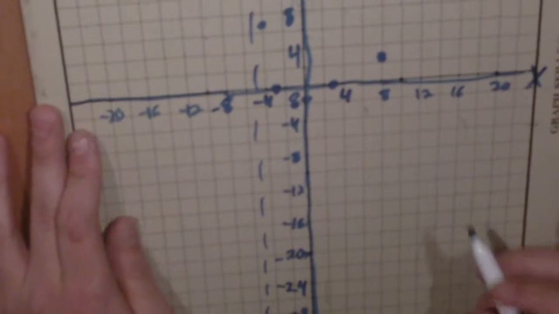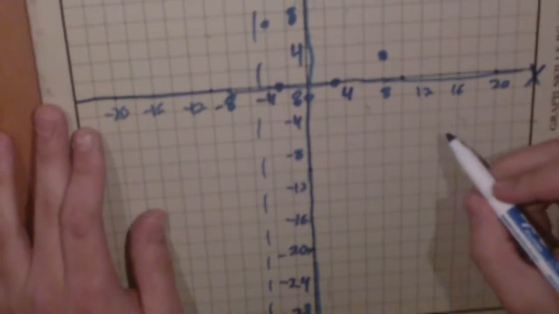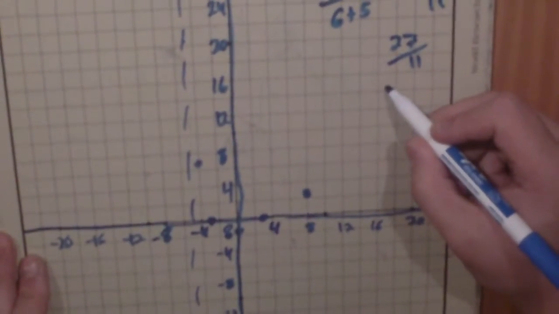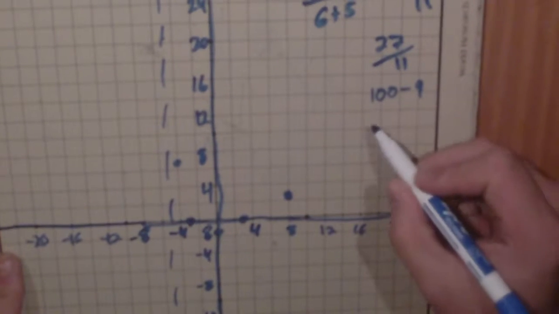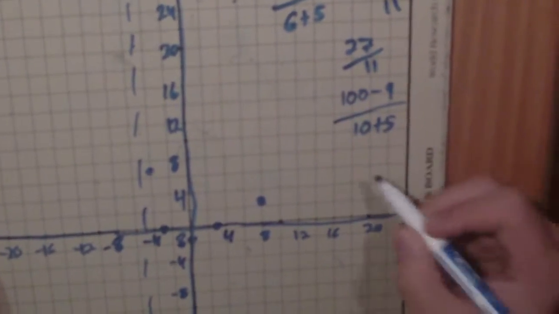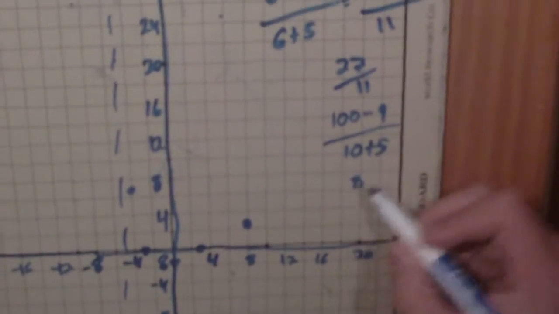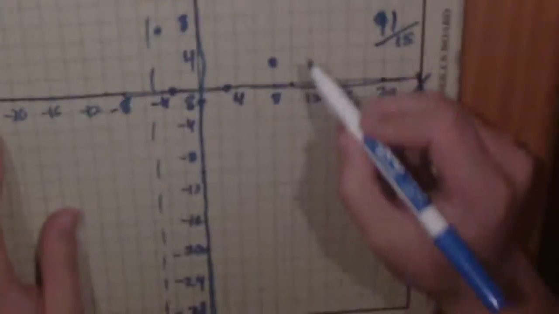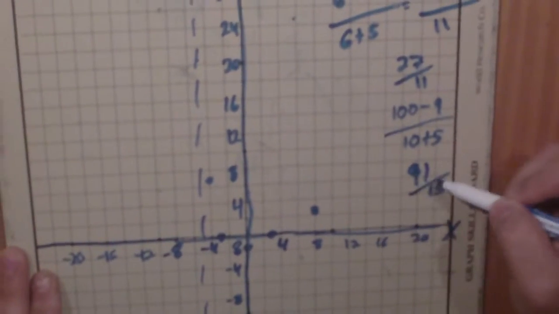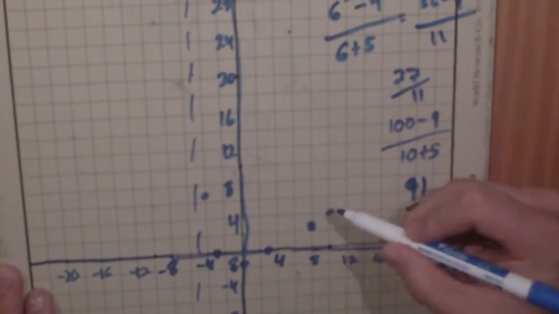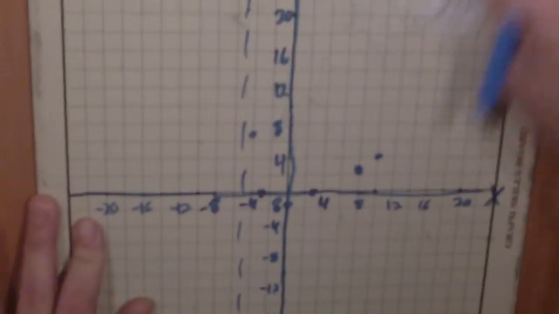One more point should be good, and we'll plug in 10. So 10 will be 100 minus 9 over 10 plus 5, which is 91 over 15, which is roughly 6, just a little bit over. So the first side of this graph looks somewhat like this.